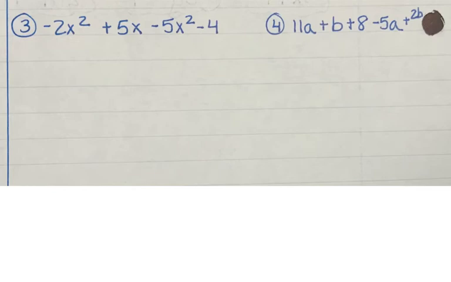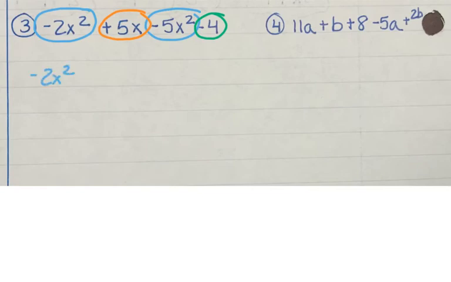Okay, let's look at some more examples. So I'm looking at my like terms. I see negative 2x squared and negative 5x squared. The reason I'm not including 5x with that is because that does not have an exponent. Okay, then I see 5x, and then I see this minus 4. So I'm going to line them up. So I've got negative 2x squared, negative 5x squared. I have a 5x, and then I have a minus 4.